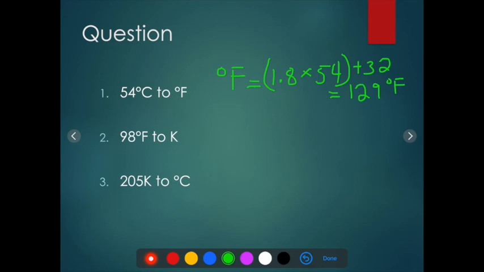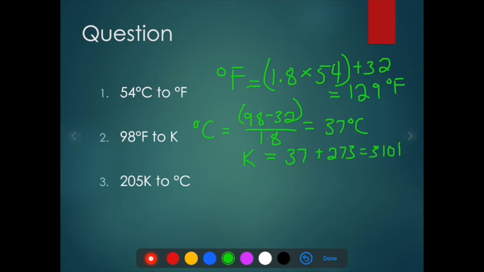Second one, we're going from 98 degrees Fahrenheit to Kelvin. So we know we don't have an equation to get us there, so we're going to first solve for degrees Celsius, and then we'll solve for Kelvin. So for degrees Celsius, we're going to subtract and divide. So 98 minus 32 divided by 1.8 gives us 37 degrees Celsius. And then all we have to do is plug that in here. 37 plus 273 gives us 310 Kelvin.